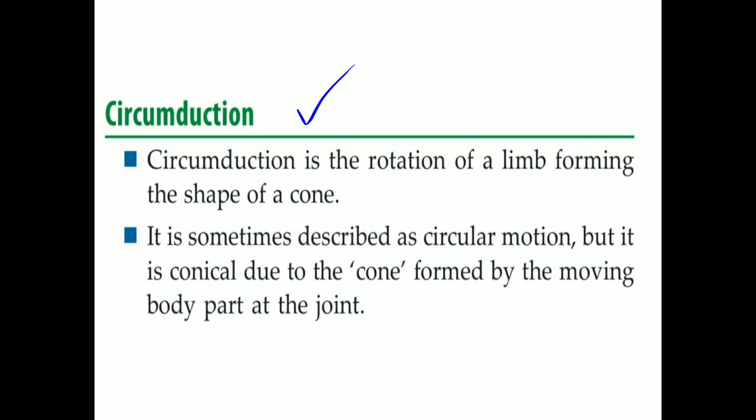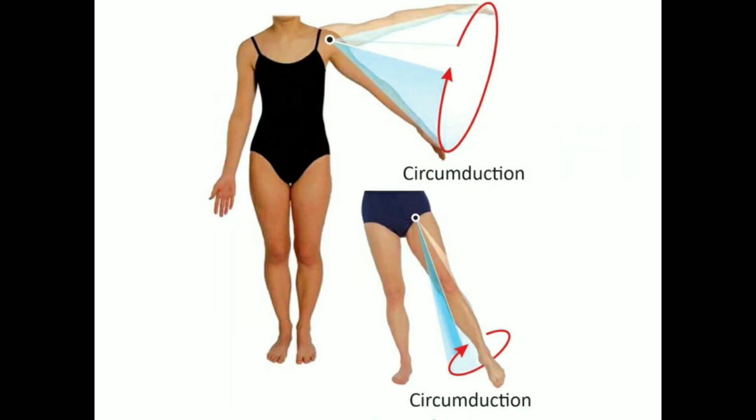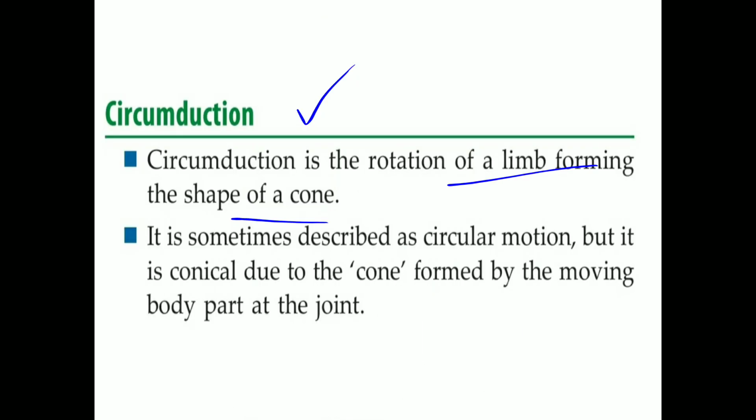Then circumduction. This is a rotation of a limb, upper limb or a lower limb, or a part of the body, forming the shape of a cone. Here you can see that in the diagram. So it forms the shape of a cone. This kind of movement is circumduction, sometimes described as circular motion, but it is conical due to the cone formed by moving the body part at the joint.